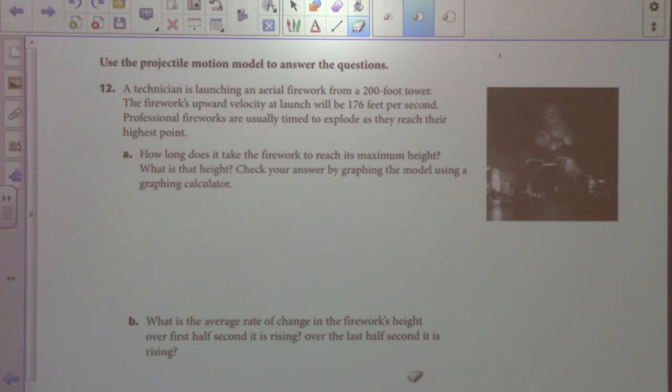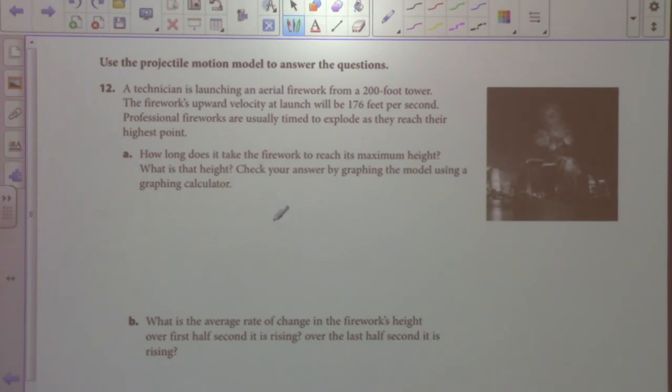Okay, we look at problem 12. We have a technician launching an aerial firework from a 200-foot tower. The firework's upward velocity at launch will be 176 feet per second. Professional fireworks are usually timed to explode as they reach their highest point. And we're asked, how long does it take the firework to reach the maximum height? What is that height? And so forth.